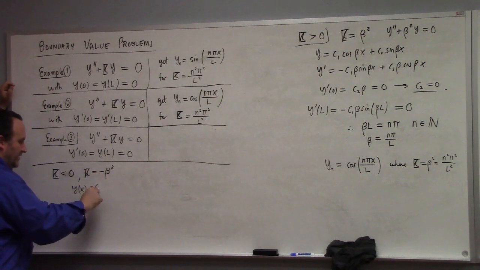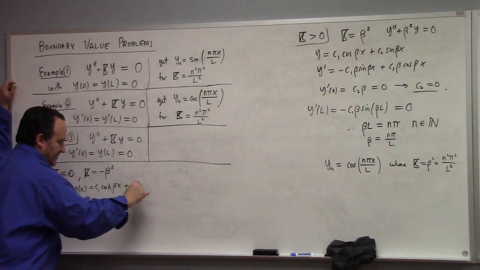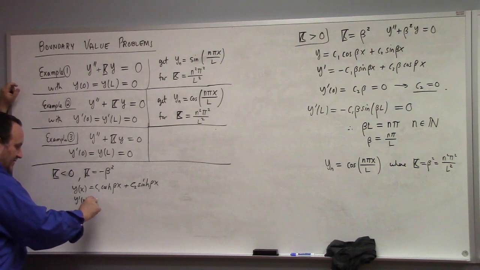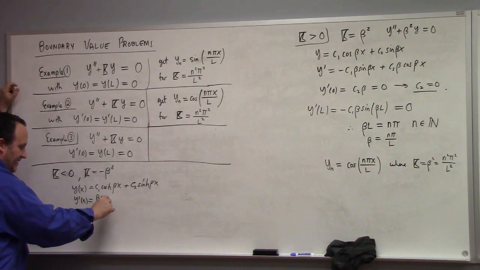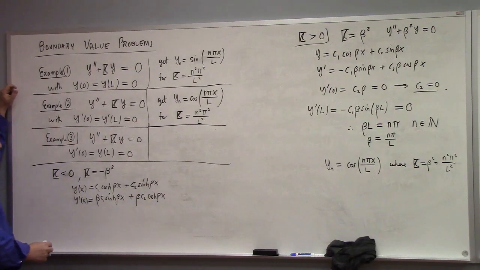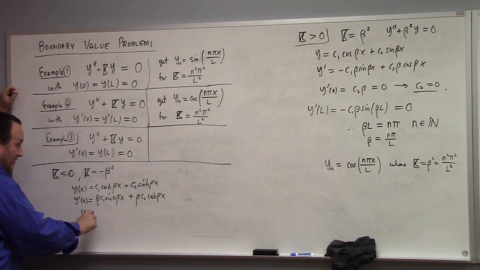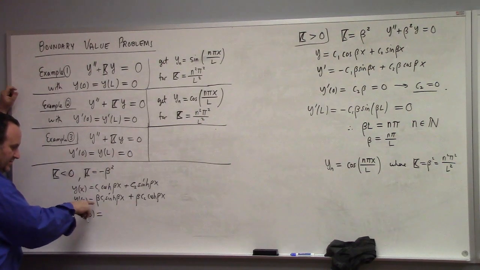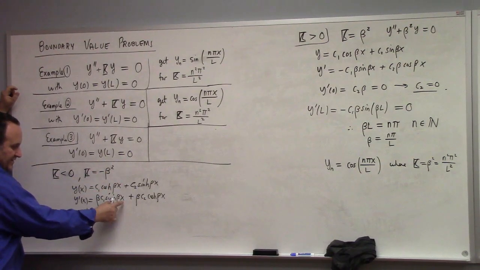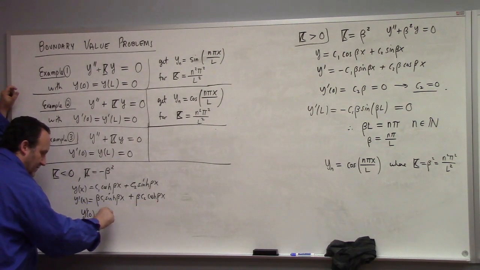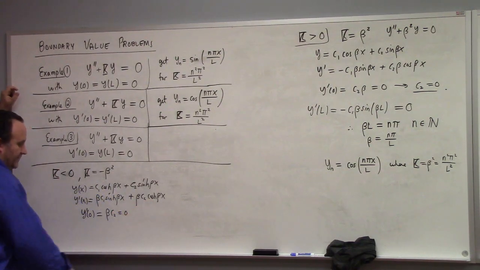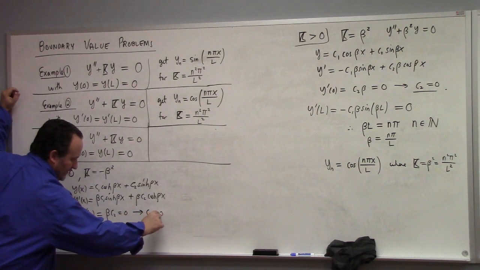You've got y of x is equal to c1 cosh beta x plus c2 sinh beta x. And so y prime of x is beta c1 sinh beta x plus beta c2 cosh beta x. All right, so let's apply our boundary values. Well, y prime of 0 is, what is that? So the sinh drops out, right? Sinh of 0 is 0, so that's gone. And we just get beta c2. I'm just plugging 0 into that. So c2 is equal to 0.